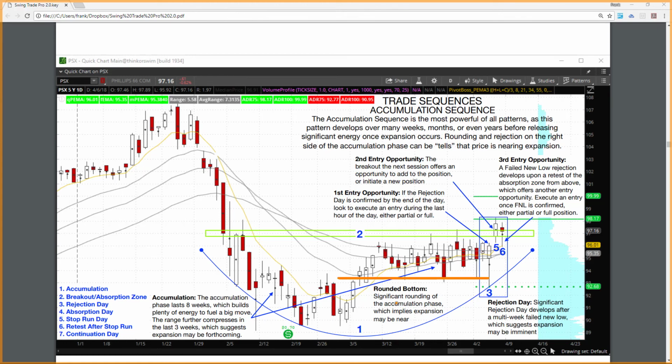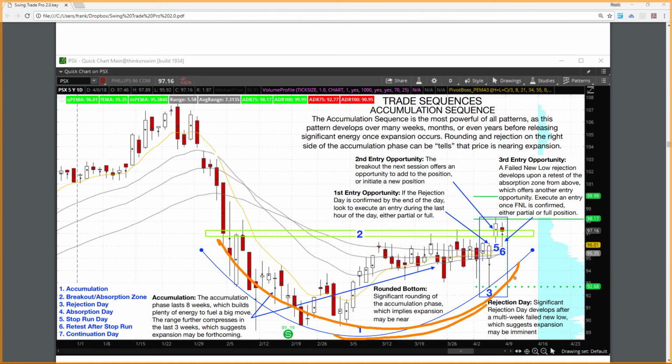You can see here, if you take it all the way back, it took out lows going back over the course of 4 to 6 weeks. And that rejection was the beginning of what could be an early breakout opportunity. So accumulation occurred for 8 weeks here. 8 weeks, which builds plenty of energy to fuel a big move. The range further compresses in the last 3 weeks, which suggests expansion may be forthcoming.